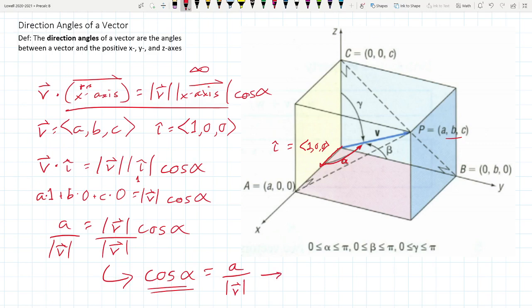Or if they want the actual angle alpha, the direction angle, again, this is the angle between our vector v and the positive x-axis, you simply take the inverse cosine of that. So you'd be taking the inverse cosine of a, the x component of v, divided by its own magnitude.